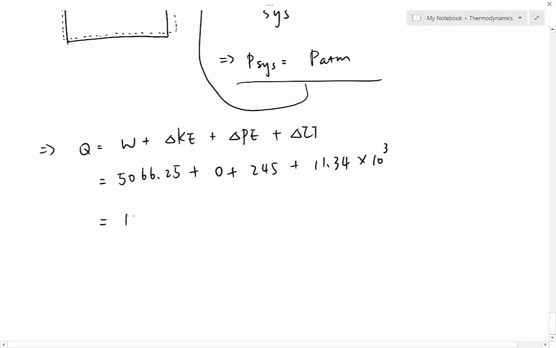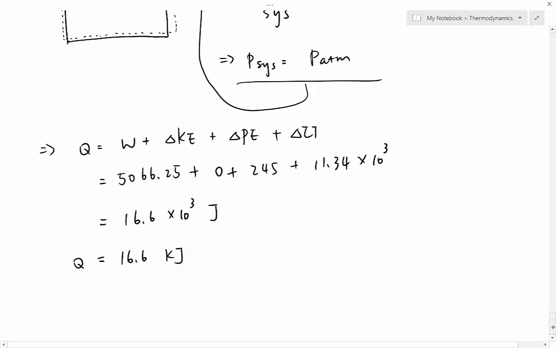Then the solution is 16.6 times 10 to the third joules, because I used SI unit for every term on the right-hand side. And then one more step, 16.6 kilojoules. Convert joules to kilojoules.